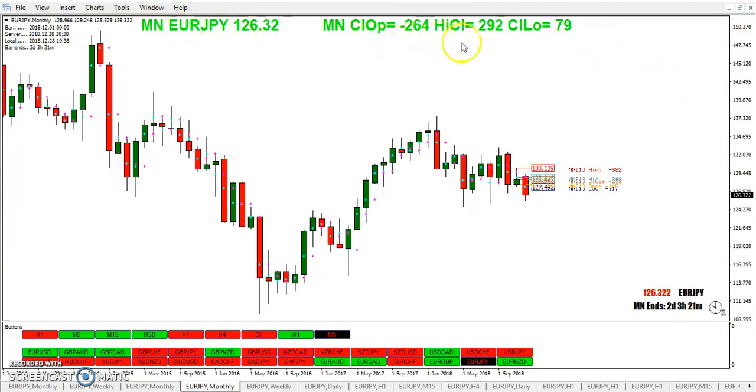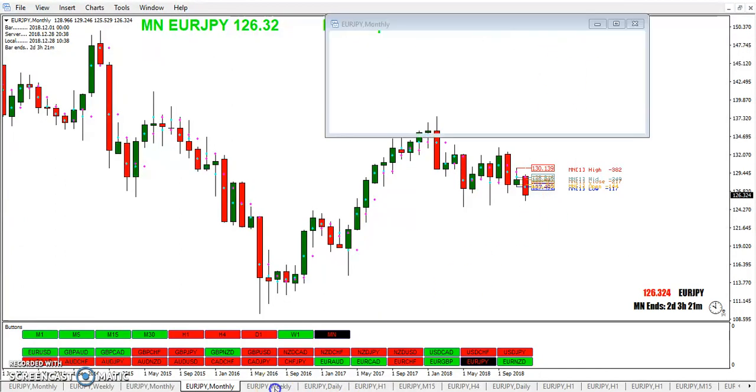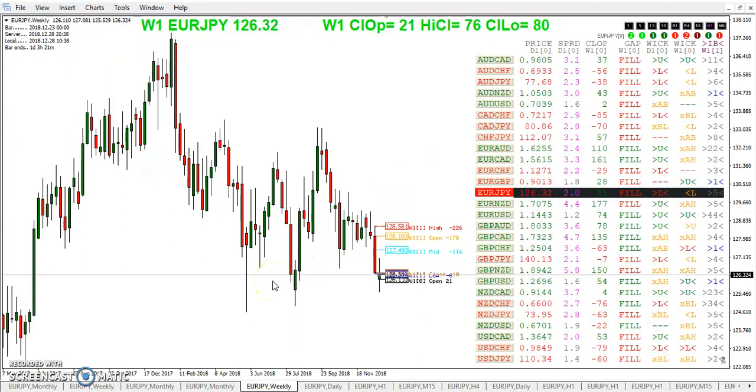Okay, Euro Yen, 79 pips off that bottom of the month. You can see here, hey, look at this. All the gaps have filled. It's Friday. So, traders, once again, you see this happen week after week after week. I mean, we almost always have gaps filling.